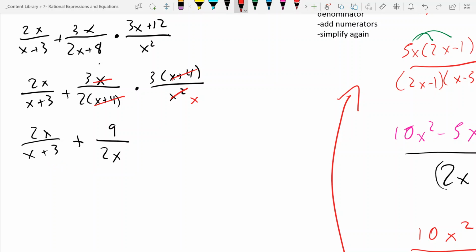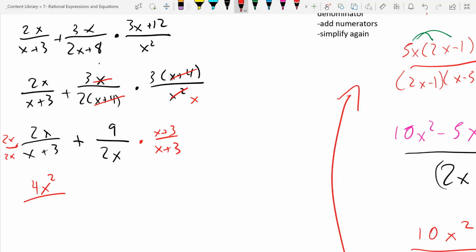So I'm going to multiply each one. This one's going to be x plus 3 over x plus 3. So I have the same denominator. Over here, 2x over 2x. Okay, so this is going to become 4x squared over 2x times x plus 3, plus, let's do distributive, so we're going to get 9x plus 27 over, again, 2x, x plus 3.